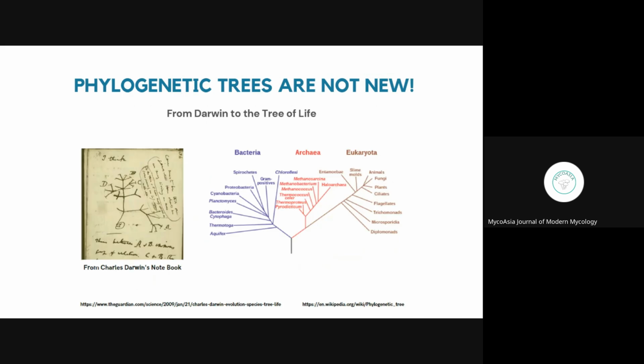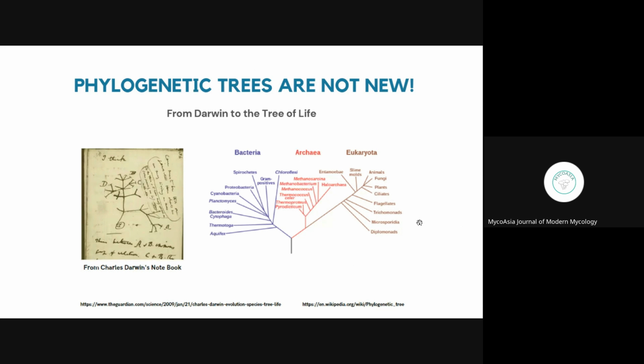So phylogenetic trees are nothing new. Even Charles Darwin used the concept of a phylogenetic tree. This is a page from Charles Darwin's notebook where he tries to explain the relationships of different sets of organisms. You can see some lines are longer, some lines are shorter. So what is the meaning of that? That's about Charles Darwin.